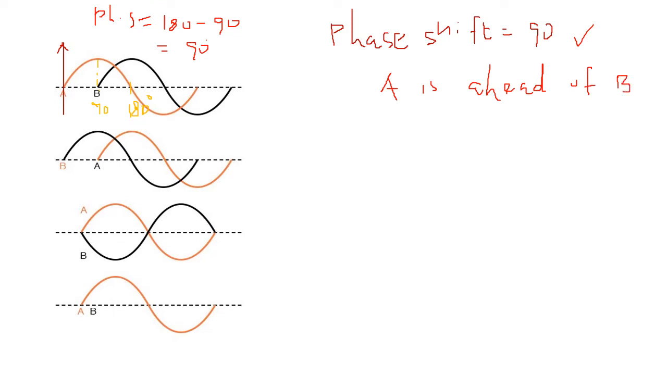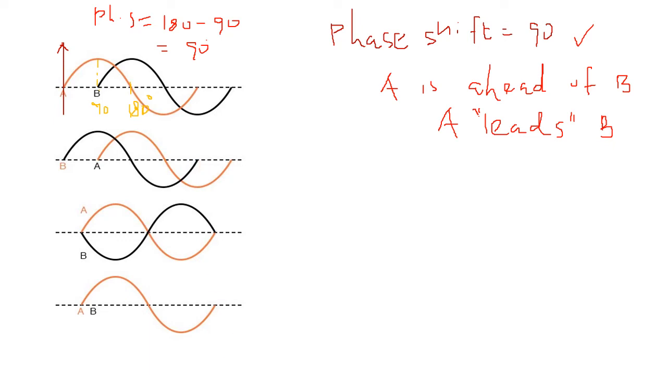Or another way we can tell is A leads B. We can use the term leads. Likewise, when we consider the second one, it is the same as the first one, but the one and only difference is that B is shifted by A. So here we have the same phase shift. This one also has the same phase shift of 90 degree.